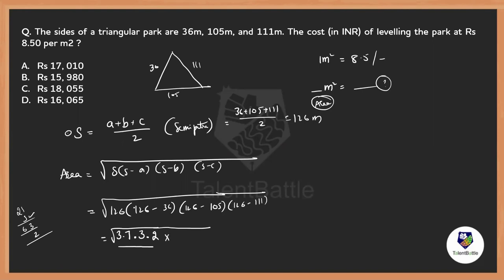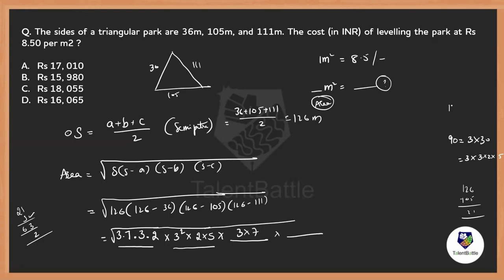Now, 126 minus 36 is 90, if I'm not wrong. Breaking 90 into primes: 3 into 30, which means 3 into 3 into 10, and 10 means 2 into 5. So that's 3 square into 2 into 5. Next part, 126 minus 105 will give you 21, which we can write as 3 into 7. And 126 minus 111 will give me 15, and 15 means 3 into 5.